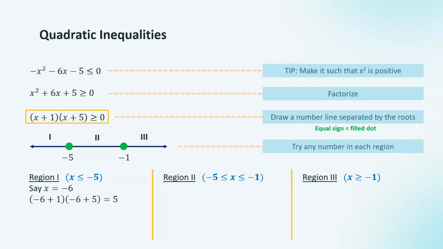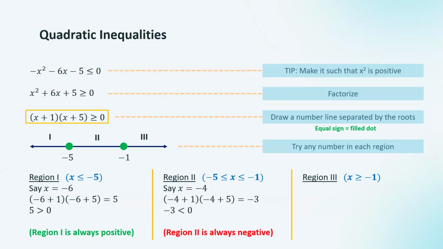Again, whatever x value you use, as long as it is in the first region, region 1 will be positive. Region 1 will always have a positive multiplication result. For region 2, you can try x equals -4. If you input it into the expression, you get -3, and -3 is negative. So whatever x value, as long as it is in the second region, it's going to be negative. And in the third region, let's just use x equals 0. If we input it, we get a positive result. So region 3 will always be positive.